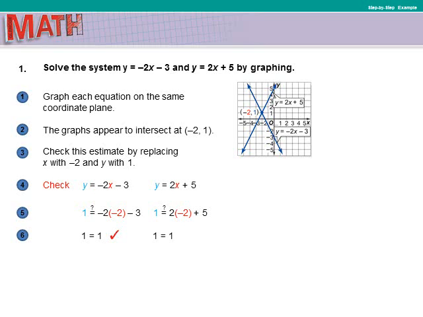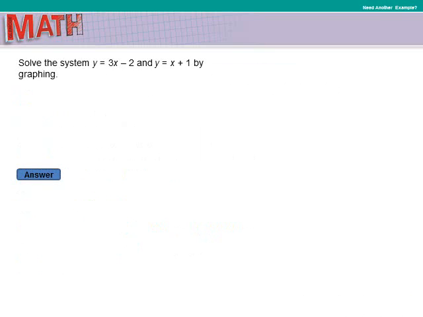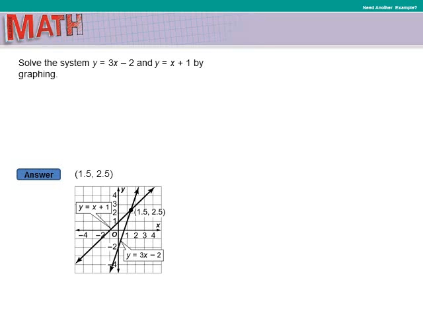Let's check another example. Here it's asking me to solve the system y equals 3x minus 2 and y equals x plus 1 by graphing. First of all, what am I going to do? Draw a table of values for each equation and then graph the two lines. I'm going to get this line for y equals 3x minus 2, written here on the screen, and the other one, y equals x plus 1. They have just one intersection point.